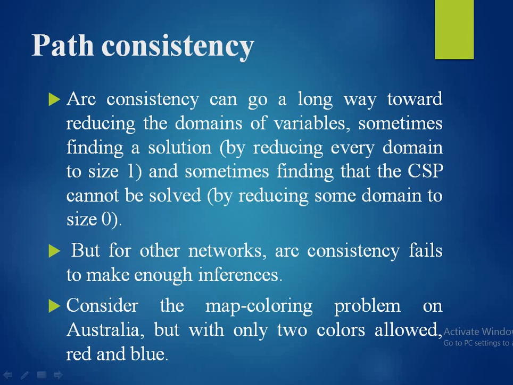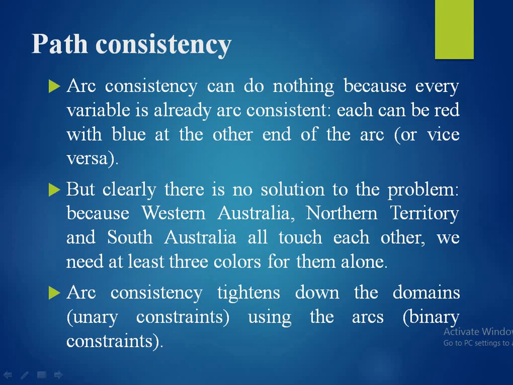Now consider the map coloring problem on Australia, but with only 2 colors allowed, red and blue. Arc consistency can do nothing because every variable is already arc consistent. Each can be red with blue at the other end of the arc or vice versa. But clearly there is no solution to the problem because Western Australia, Northern Territory and South Australia all touch each other. We need at least 3 colors for them alone.